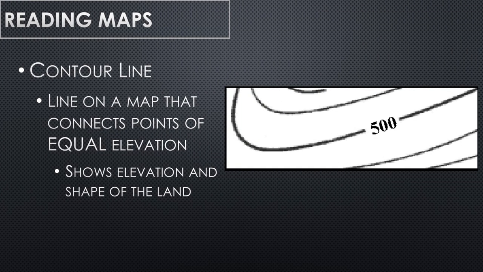So in reading topographic maps, the first thing you're going to notice is contour lines. These are lines on a map that connect points of equal elevation. Now, even though you may not see it, all contour lines will make a complete circle. So you may not be able to see it, but maybe this map might look something like this. So it will connect, even if we can't see it. And so this shows elevation and the shape of the land.